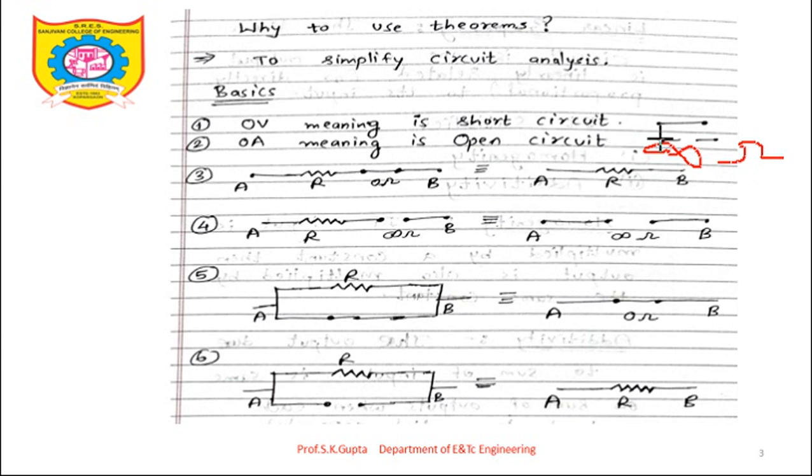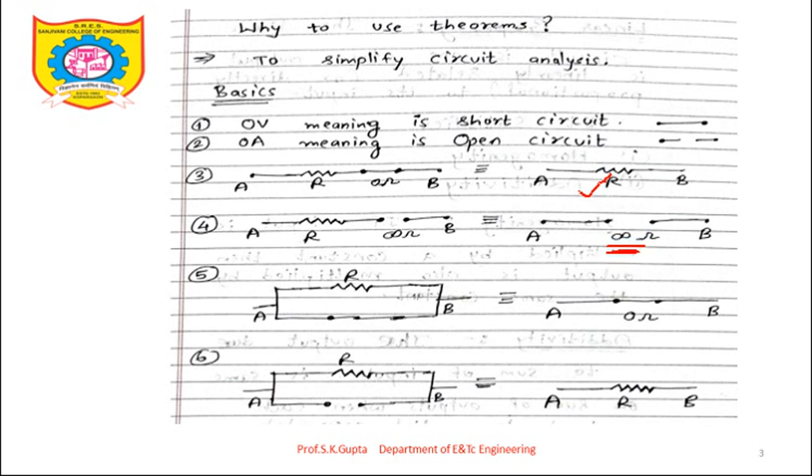How much is the resistance offered by an open circuit? Infinite resistance. Third one is a 0 ohm connected in series with a resistance R. So R plus 0 is R, so I will get the same resistance R. Fourth one, a resistance R is connected in series with an open circuit. That means R plus infinity is infinity, so I will get an infinite resistance. That means I will get an open circuit.